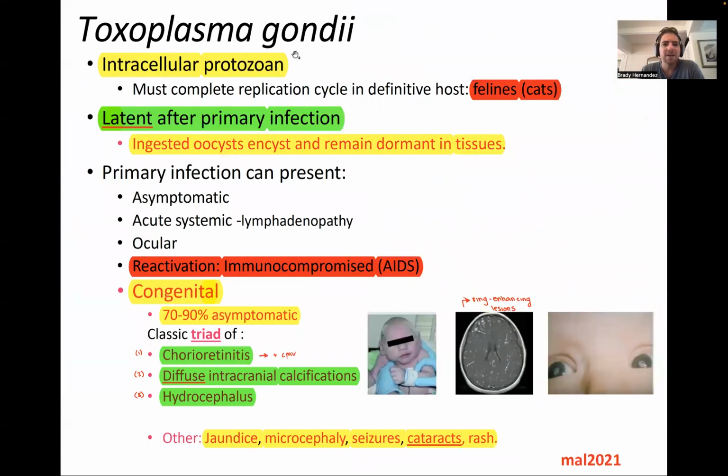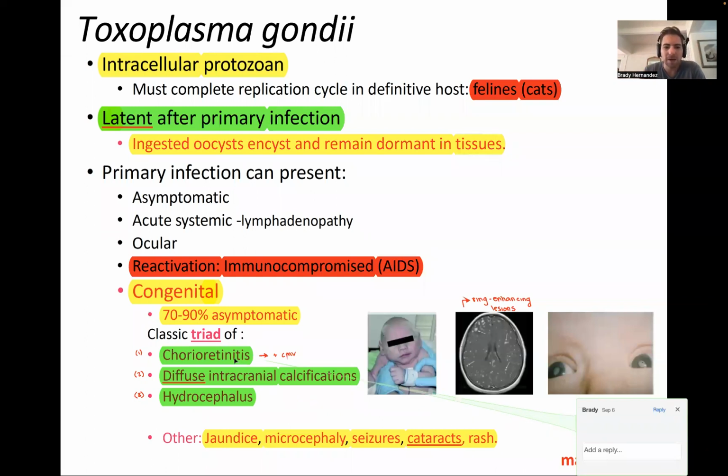All right, so Toxoplasma gondii. Remember cat feces, inhalation. Now you can see these diffuse ring-enhancing lesions. When we talk about CMV, there are periventricular calcifications. Here you see these diffuse lesions, these ring-enhancing lesions. Chorioretinitis, very similar to CMV, diffuse intracranial calcifications, and hydrocephalus. Hydrocephalus means the head's going to end up being macrocephalic because the sutures aren't closed.